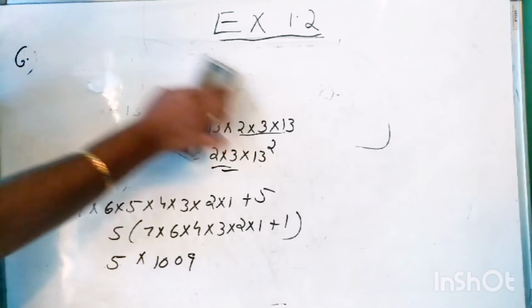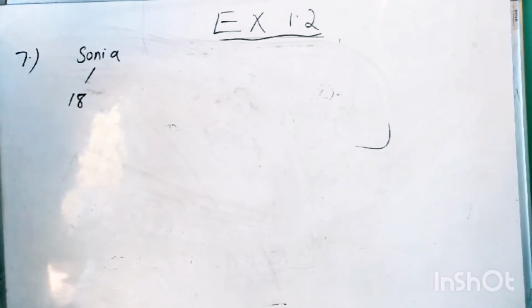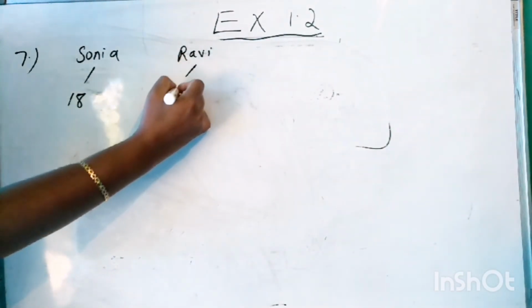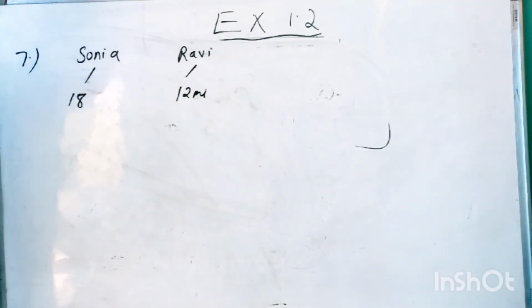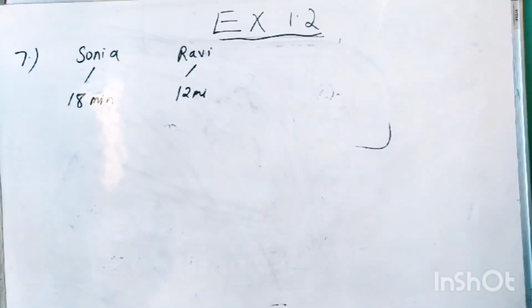Now, the last question in that exercise, that is the 7th question. The question is, there is a circular path around a sports field. Sonia takes 18 minutes to drive one round of the field, while Ravi takes 12 minutes for the same. Suppose they both start at the same point and at the same time and go in the same direction. After how many minutes will they meet again at the same starting point?